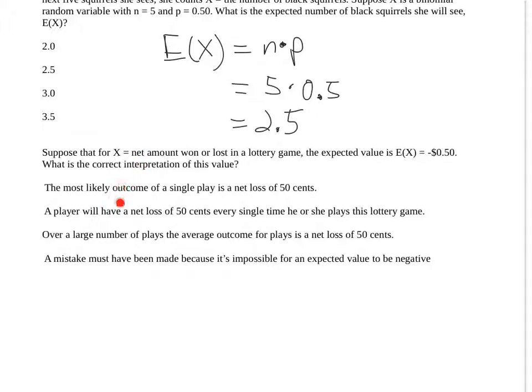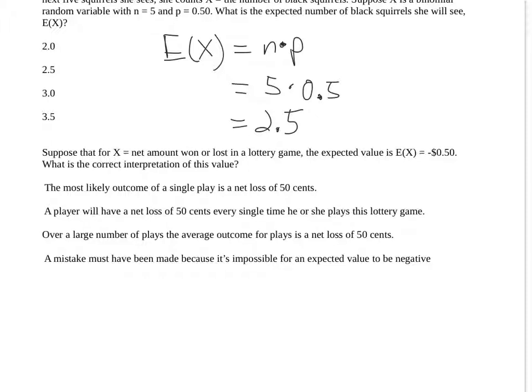Is it the most likely outcome of a single play is a net loss of 50 cents? The player will have a net loss of 50 cents for every single time he or she plays this lottery game. Over a large number of plays, the average outcome for plays is a net loss of 50 cents. A mistake must have been made because it's impossible for an expected value to be negative.